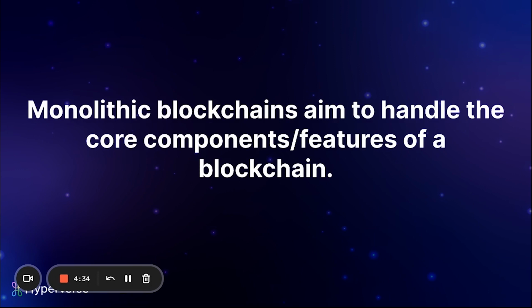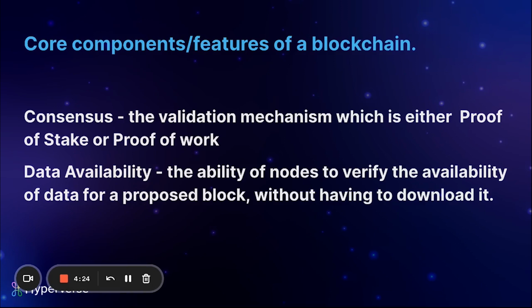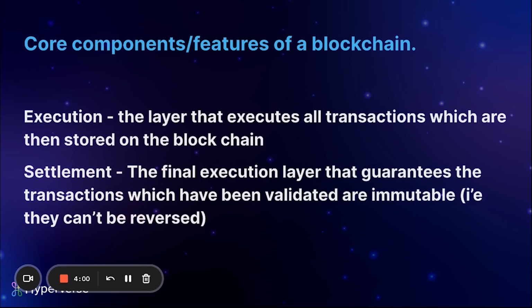And they are essentially blockchains that aim to handle the core components or features of a blockchain, and they do not outsource any of them. So the core components of a blockchain are consensus, which is the validation mechanism of the blockchain and is either proof of stake or proof of work. We have data availability, which refers to the ability of the nodes to verify the availability of data for a proposed block without having to download it.